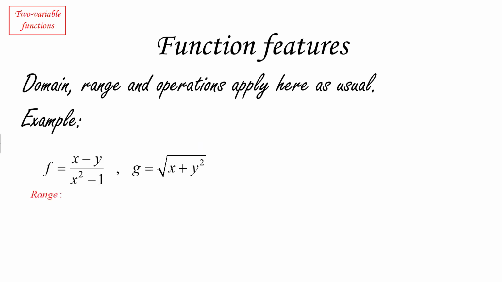What about the range? Well, just like for regular functions, sometimes it's difficult to figure out. For instance, for the first function it's not clear what the range is, and we may need to develop some further methods in order to figure it out. For the second one, on the other hand, it is quite easy. We know that square roots can only be non-negative.